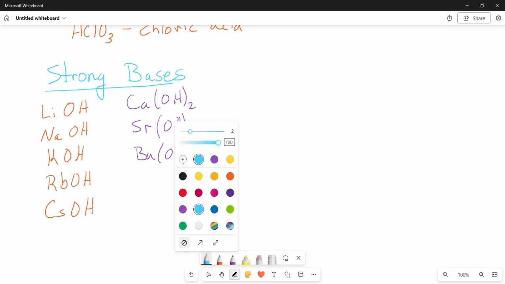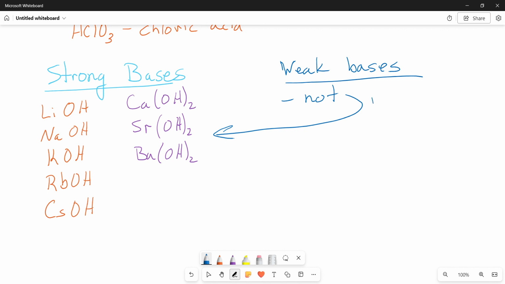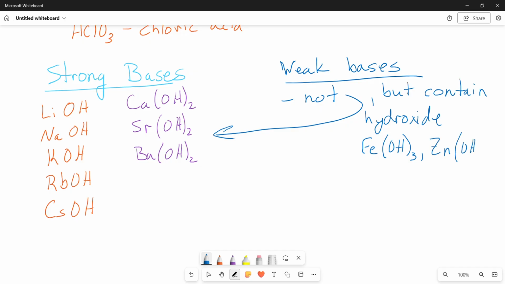Okay, weak bases. Keep hitting the erase button while I'm writing. We talked about this a little bit the other day. Weak bases are not one of those. So if it's a hydroxide, but contains hydroxide, something like FeOH3, ZnOH2, okay, etc., etc.